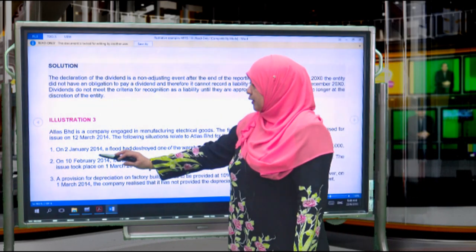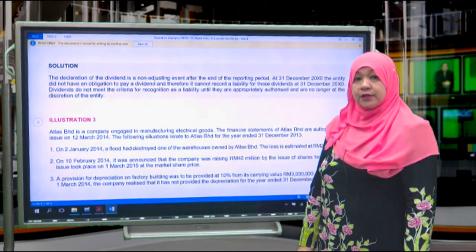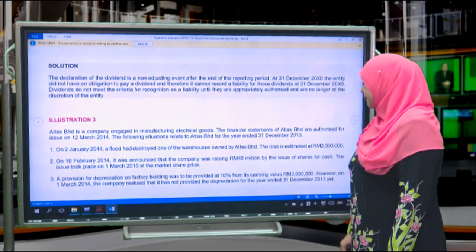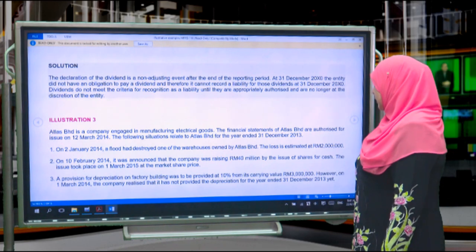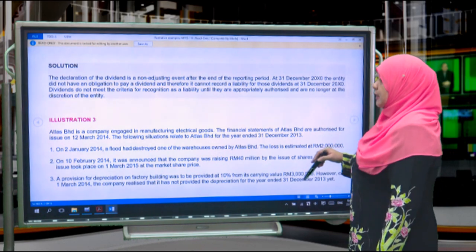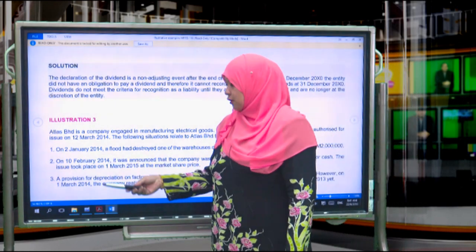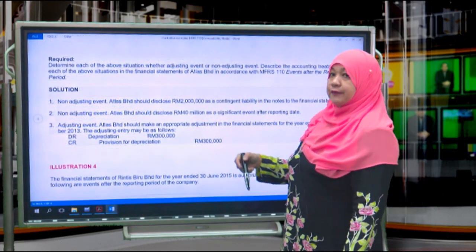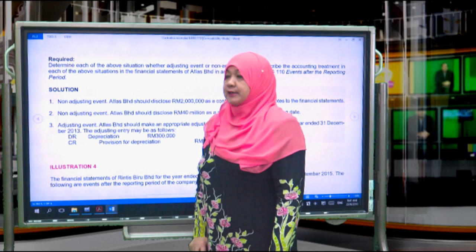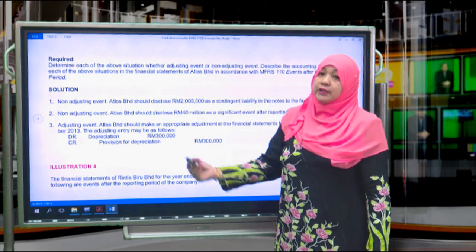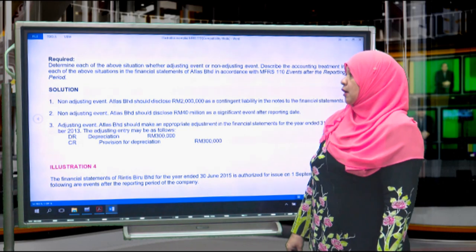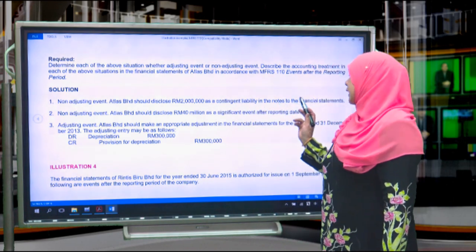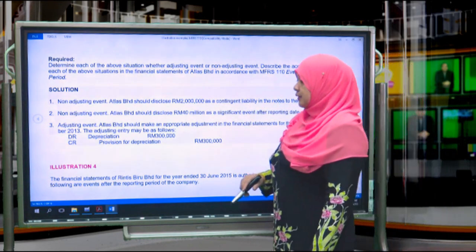Right? So if you look at information number 1, on 2nd January 2014, a flood destroyed one of the warehouses owned by the company, that is Atlas Berhad. The loss is estimated at 2 million. Now, if you can still recall the difference between adjusting events and non-adjusting events, you can see that the first transaction is a non-adjusting event, right? They do not need to adjust that in the financial statements of 2013. However, they need to disclose that 2 million as a contingent liability in the notes to the financial statements.